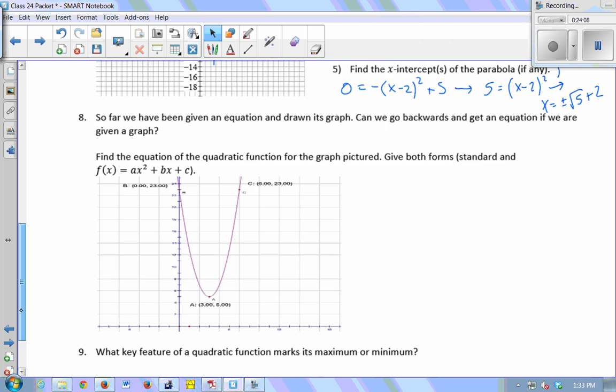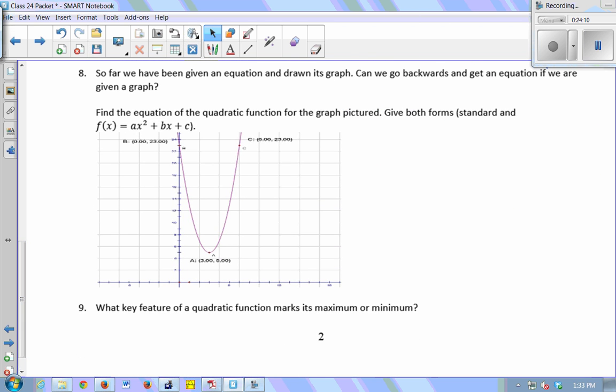All right, so far we've been given an equation and been drawing its graph. Can we go backwards and get an equation if you're given the graph? Yes, of course you can. So we want to find the equation of this quadratic function that I graphed here. I want to give both forms, standard and ax squared plus bx plus c. So because they gave me the vertex, which form would be the easiest to start with? The standard form, the one that has the vertex right in it.